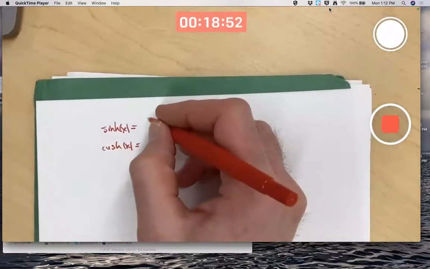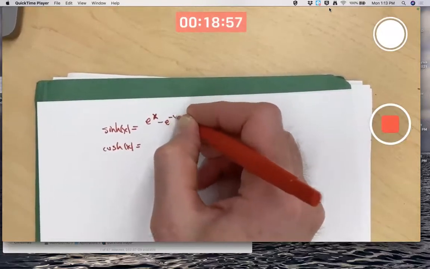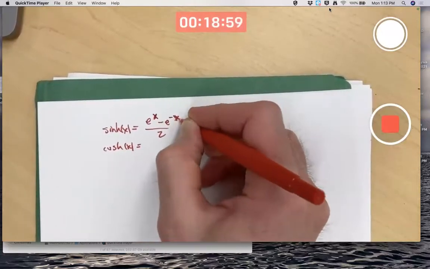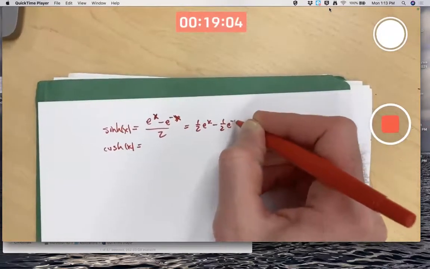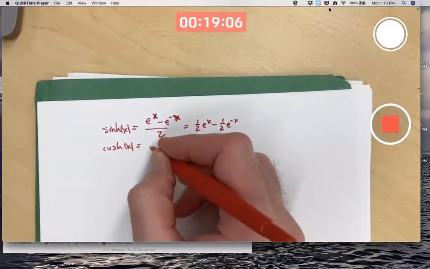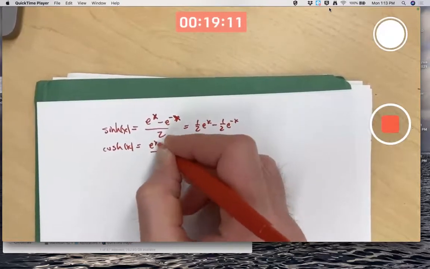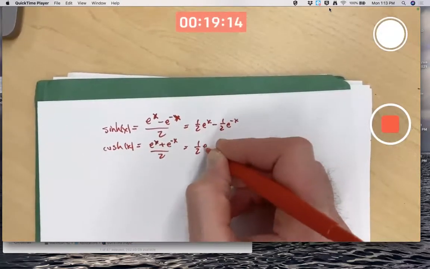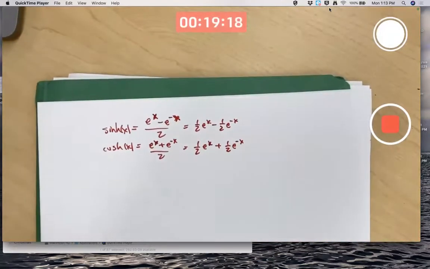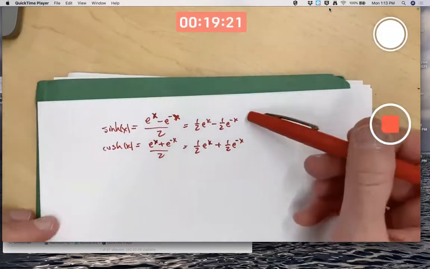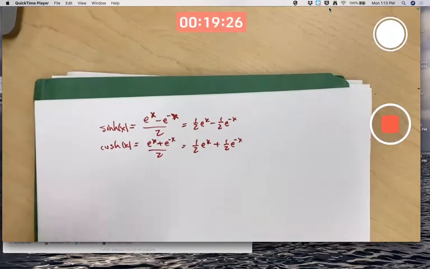The hyperbolic sine is defined to be e to the x minus e to the negative x over 2, which is the same as 1/2 e to the x minus 1/2 e to the negative x. And the hyperbolic cosine is defined to be e to the x plus e to the negative x over 2, or 1/2 e to the x plus 1/2 e to the negative x. Why do we call these hyperbolic sine and hyperbolic cosine when obviously they are exponential functions? Well, it's because they kind of act similar to trig functions.